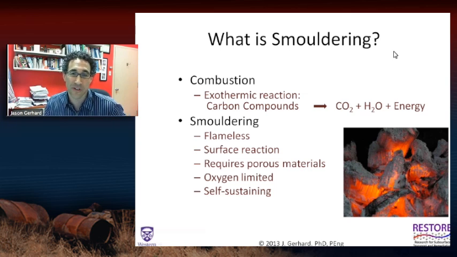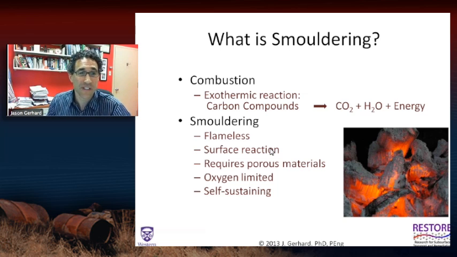So here's a picture of glowing red charcoal, and this is undergoing smoldering combustion right now. And what that means is that the carbon compounds in the charcoal are combining with oxygen, and they're producing as a byproduct carbon dioxide primarily, water, and energy. Those are the three main products of the exothermic reaction.